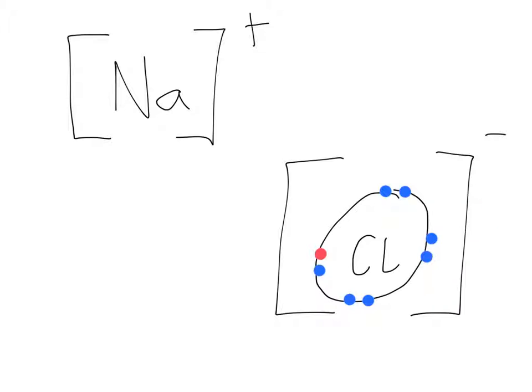An ionic compound must have an overall charge of 0. Our sodium ion currently has a charge of 1 plus. We put the number first. However, we don't need to put the 1 there. In the case of 1, the plus or the minus is good enough. Chloride has a charge of 1 minus.